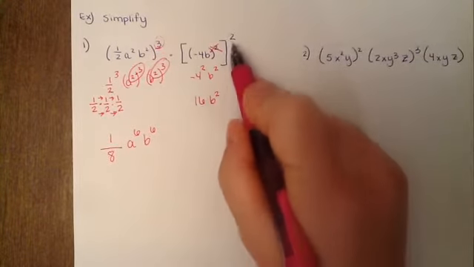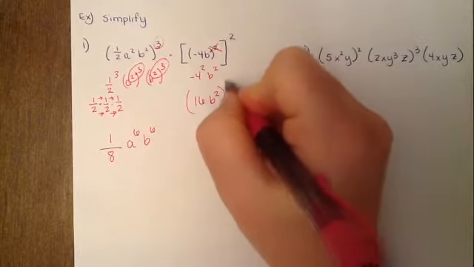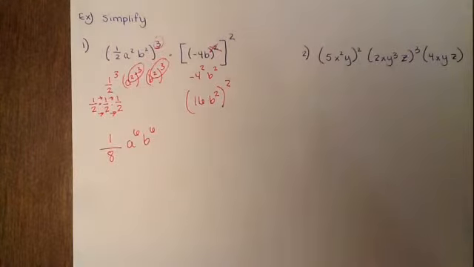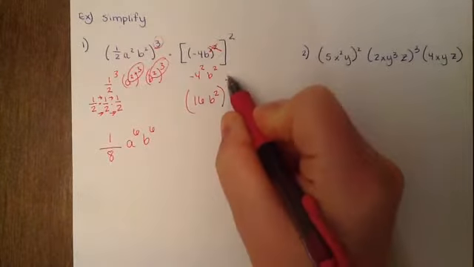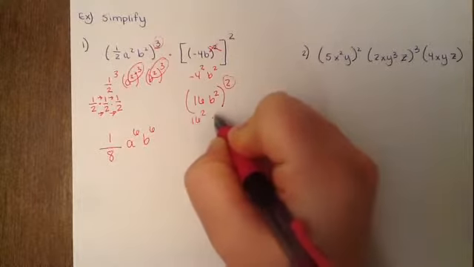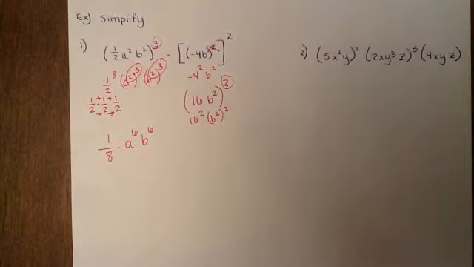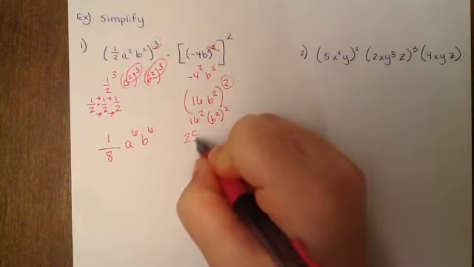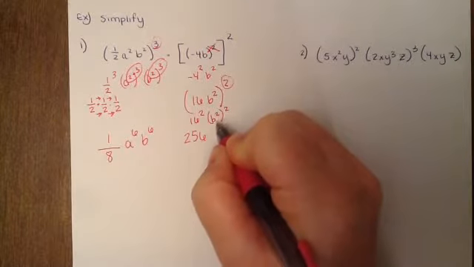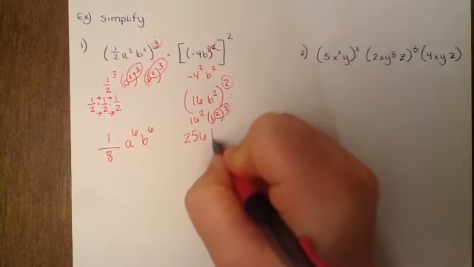Now what else do we have? Another squared. And how do you find out this one? Each piece needs this squared now. So 16 squared and b squared squared. Find out what 16 squared is. And you get 256. And what about here? B squared squared. B to the 4th.